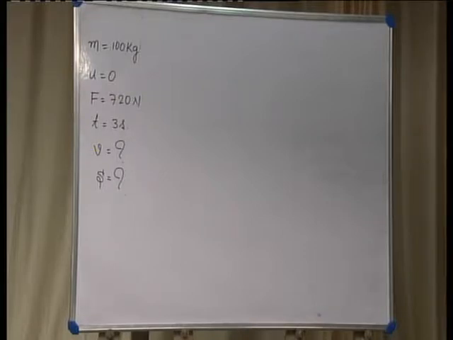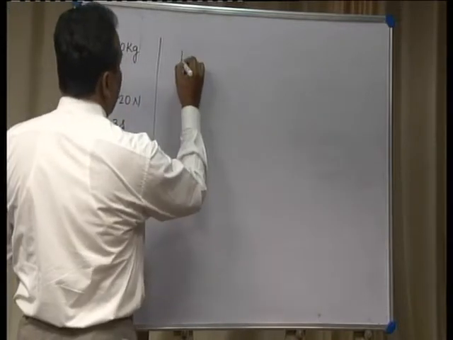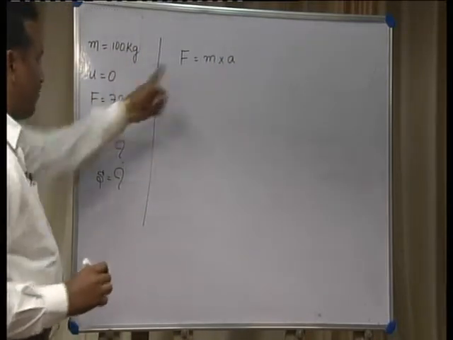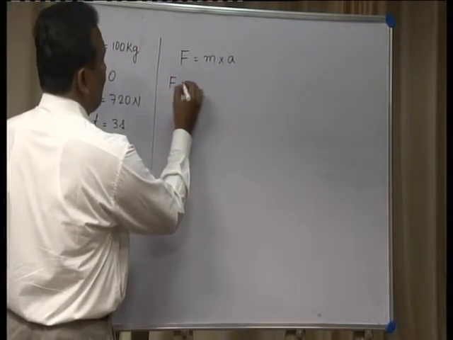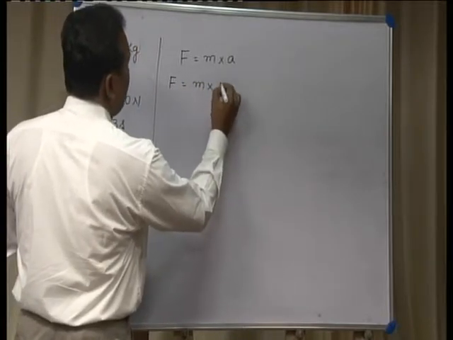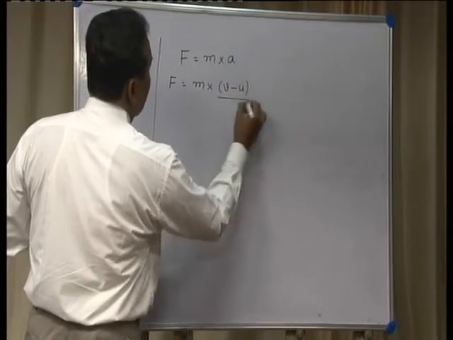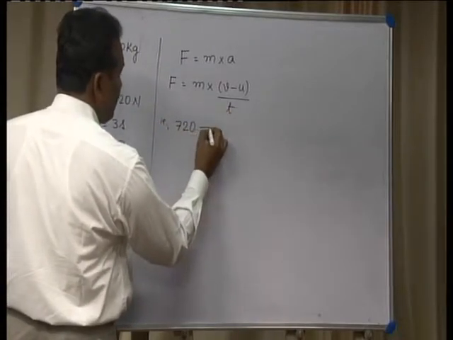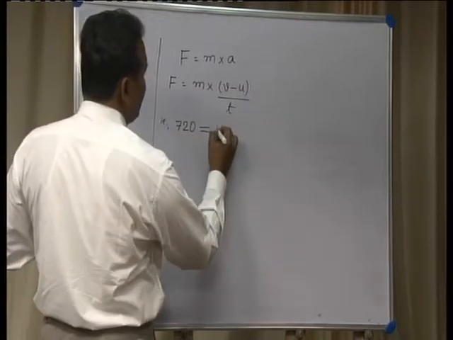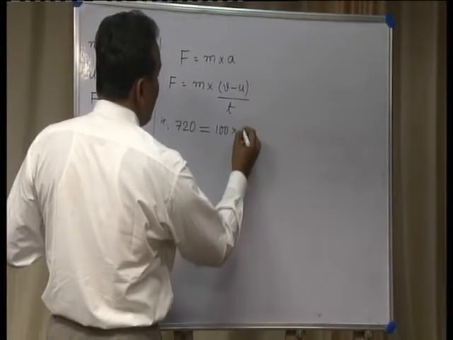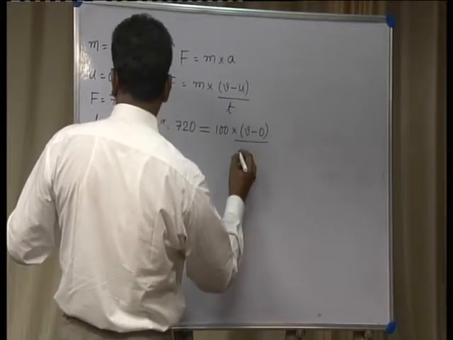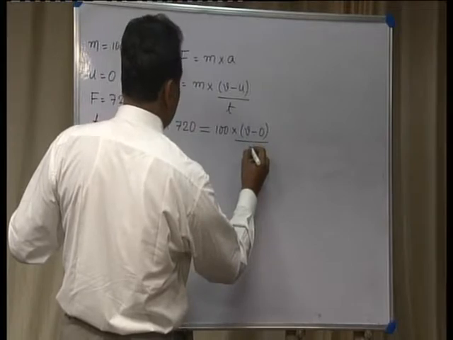Which formula are we going to use? F is equal to ma is so useful, I think. Here m into a is not given, but F is given, that is the advantage. F is equal to m into a, which means m into (v minus u) divided by t. How much is F? It is 720 Newton, which is equal to the mass, 100, into v, which is required to find, u is 0, and t is 3 seconds.